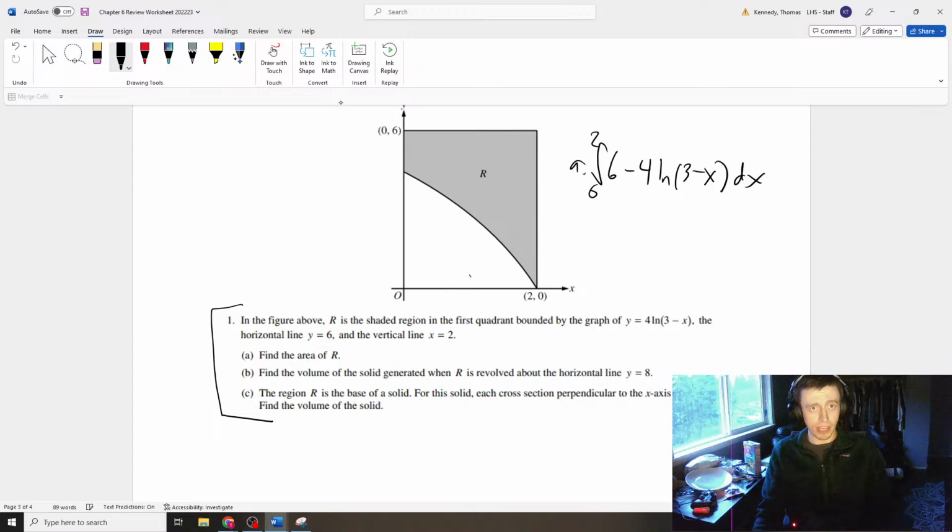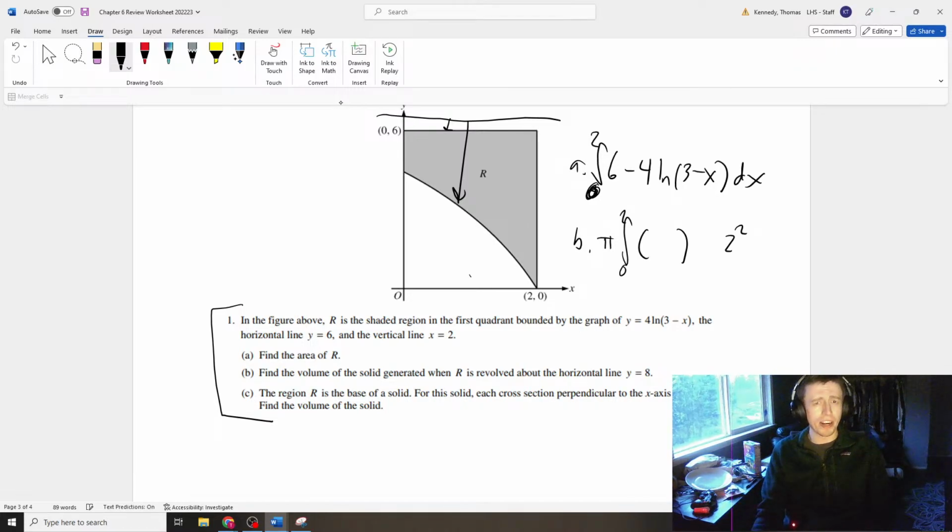For part B, it says revolve it around y equals 8, so up here. So that's my big R, that's my little r. Little r is super easy, it's 2. So I can set this up right now. 2 squared is my little r.